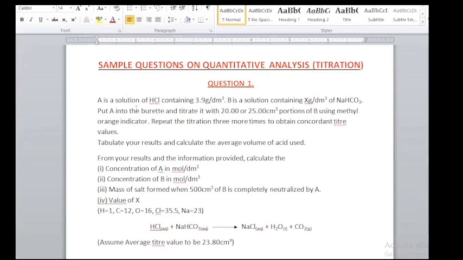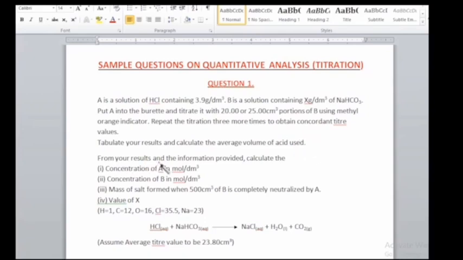So quickly we move to the question proper now, and the question says A is a solution of HCl containing 3.9 grams per dm cube, and then B is a solution containing X gram per dm cube of sodium hydrogen trioxocarbonate. Put A into the burette and titrate it with 25 centimeter cube portions of B using methyl orange as indicator. Repeat the titration 3 more times to obtain concordant titre values. Tabulate your results and calculate the average volume of acid used.